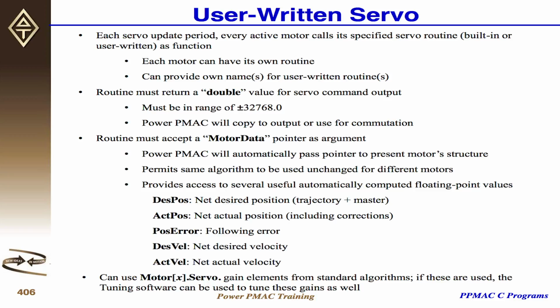And something to note is that if you want to, you can actually manipulate this motor's motorx.servo list of gains, and then you can use the tuning tool to adjust your own gains. So if you're going to use a KP in your user-written servo, instead of creating a local C variable called myKP, you can just use PMAC's motorx.servo.kp, and then you can tune it using the software, which is handy. If you don't do that, then the software doesn't know what gains are used.